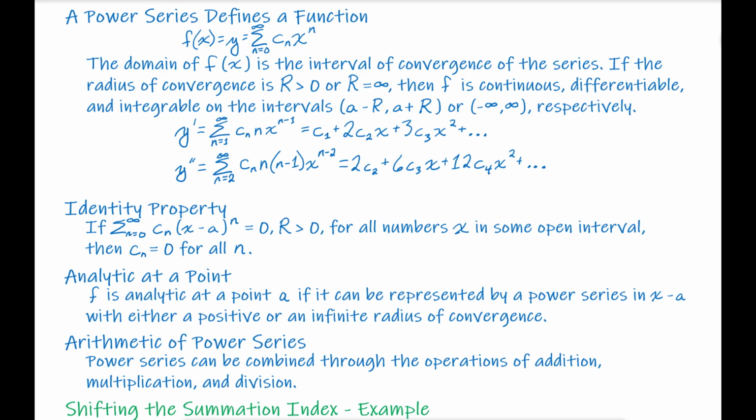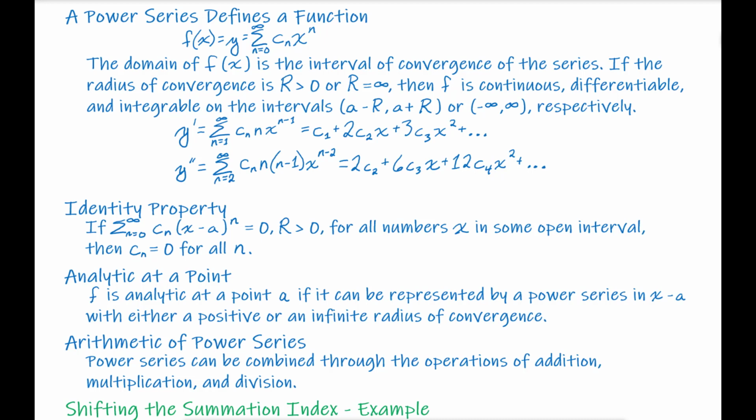So the sum from n equals 1 to infinity of c sub n times n times x to the n minus 1 power. You can see that we've done the derivative in there. We followed the power rule, multiplying by the exponent on x and subtracting 1 from it moving forward. So the first few terms are going to look like c sub 1 plus 2 times c sub 2 x plus 3 times c sub 3 x squared, and so on.